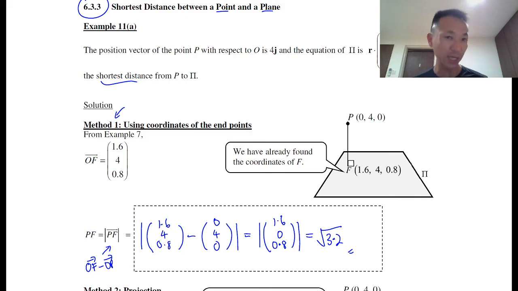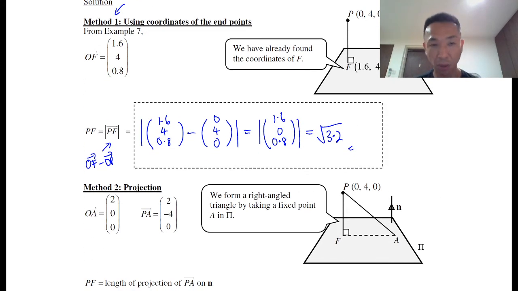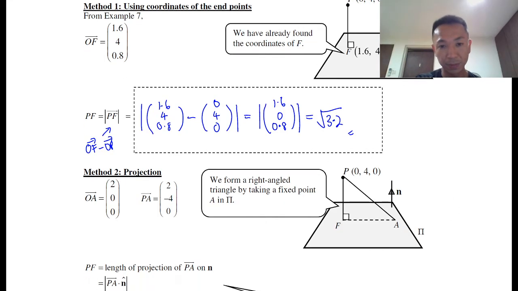But could we have used another method? Yes. Remember, there are 3 ways to find distances. One is endpoints. Two is using the dot product. Here, I'm going to use the dot product, projection. Now, let us take a look at this equation of the plane: r dot (2, 0, 1) equals 4.